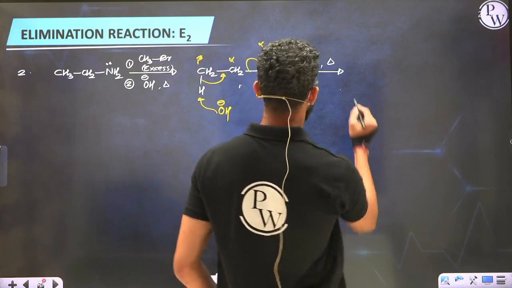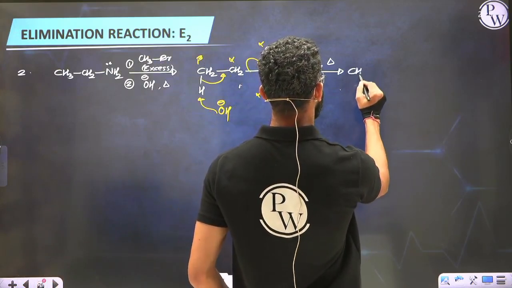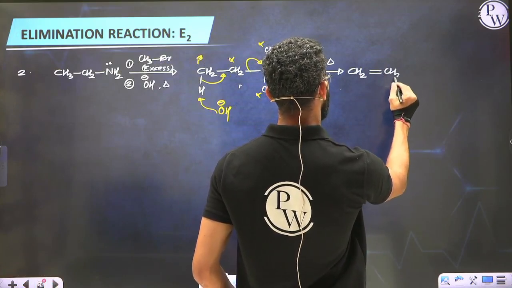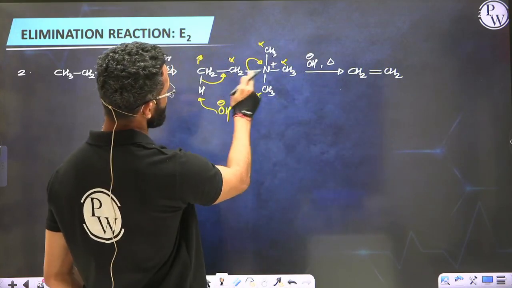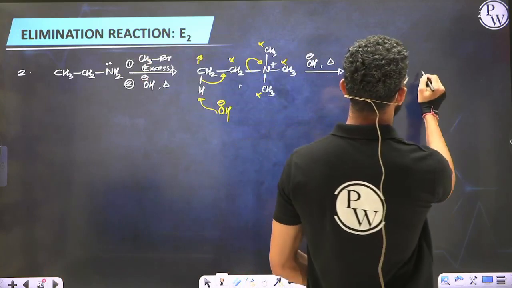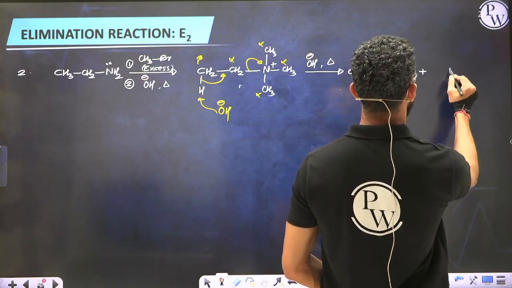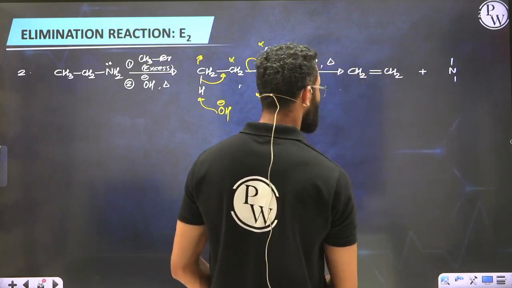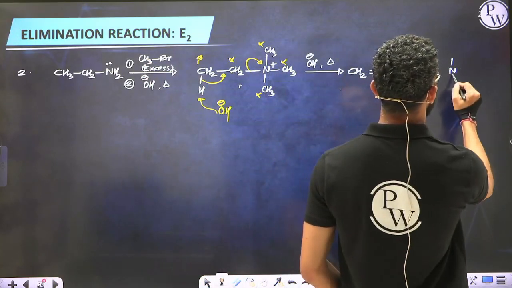So this results in the formation of CH2 double bond CH2 here, and the nitrogen is further carrying a lone pair, N carrying 3 methyl groups.